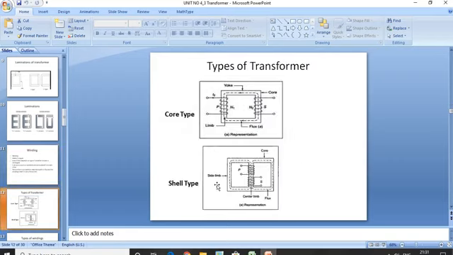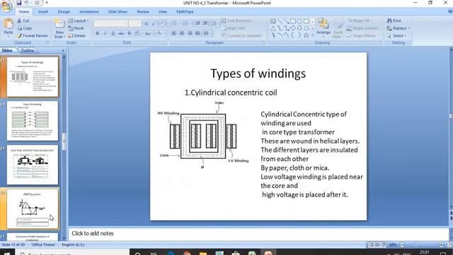Now these are the two types of transformers. One is known as core type of transformer and another is known as shell type of transformer. So in the core type of transformer, the windings are on both the limbs, and in the shell type of transformer, the winding is on the central limb. Now the winding arrangements for core type and shell type of transformers are different. So depending upon that, there are two types of windings.